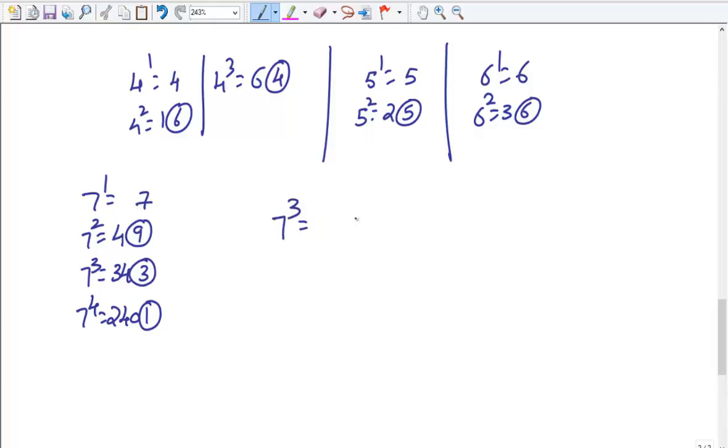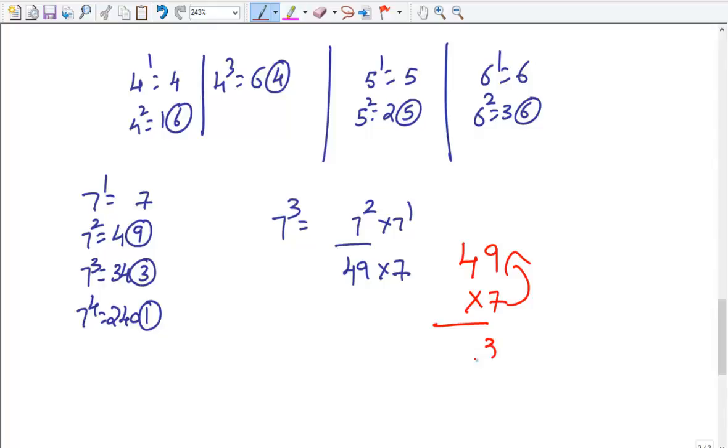7 cube is nothing but 7 square into 7 power 1. 7 square we know is 49. 7 power 1 is nothing but 7. Now I'll take it manually. 49 into 7. 7 into 9 is 63, that is 3. 6 is carry over. No matter what happens, the remaining digits come here. These are of no use. We need to focus only on the unit digit. To find the unit digit, what we have done is we have multiplied the 7 square unit digit with 7.